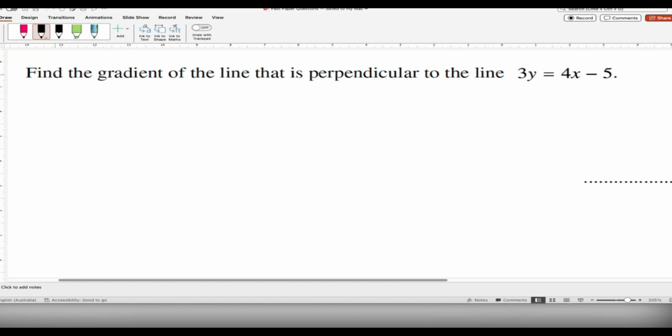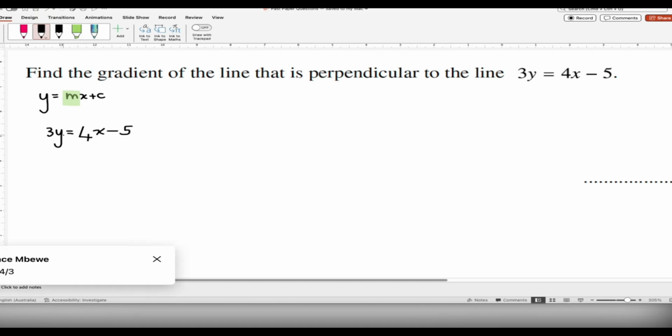So what we want to do is put it in this form: y equals mx plus c. Because remember, m is your gradient. Okay, so we have 3y equals 4x minus 5. Now we want to get rid of this 3 because we want to get y alone.